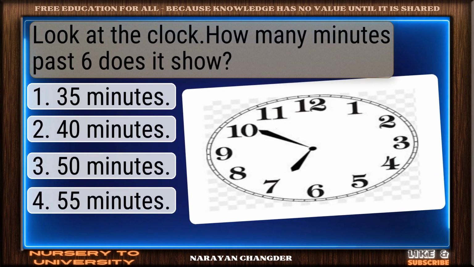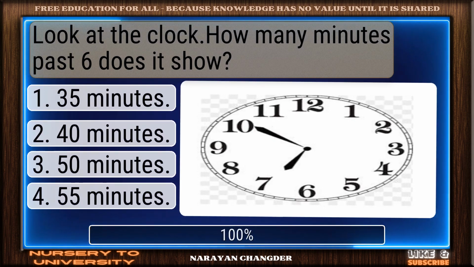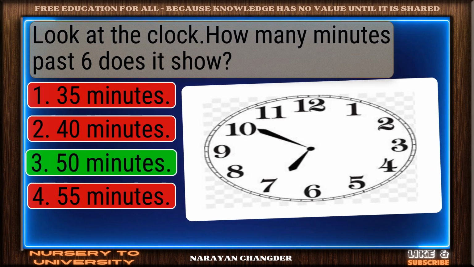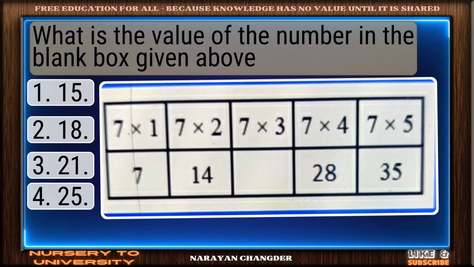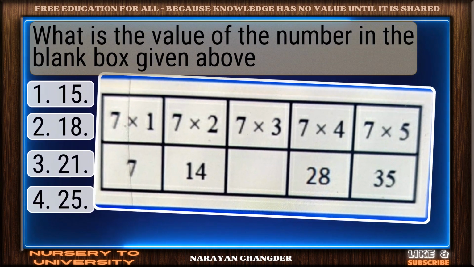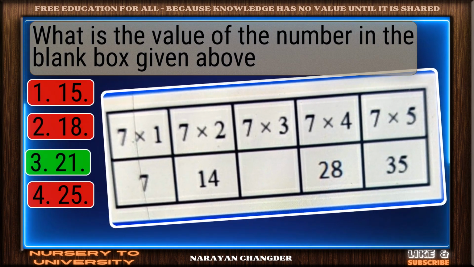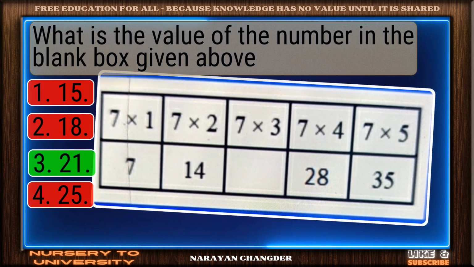Look at the clock. How many minutes past 6 does it show? You're right. 50 minutes is the correct answer. What is the value of the number in the blank box, given above? Well reasoned. 21 is the correct choice.